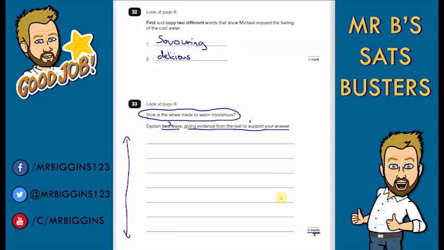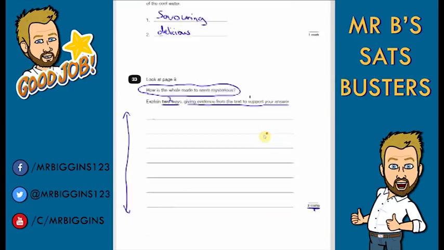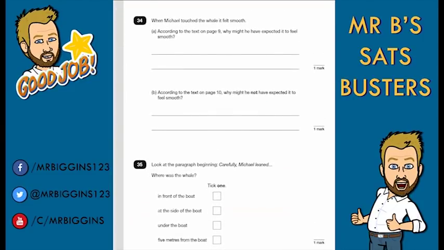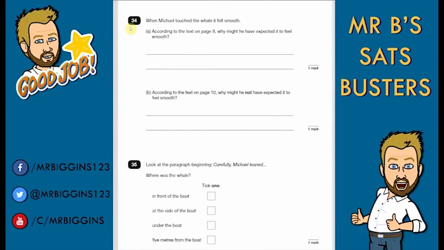These questions are one of the harder ones in the test, but all you need to do is keep practising writing them, keep practising doing them, and just look at what it's asking us to do, okay? 2 ways. Give it evidence from the text. It's asking us how the whale seems mysterious. These are the questions where we just have to practise answering them in order to get better at them.